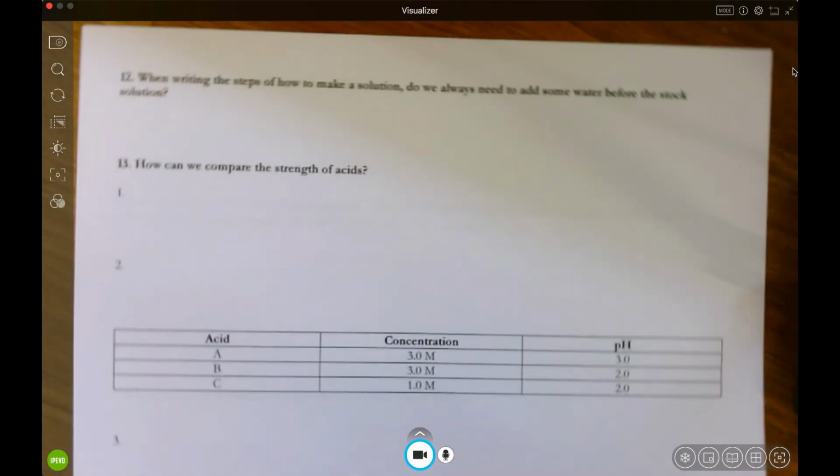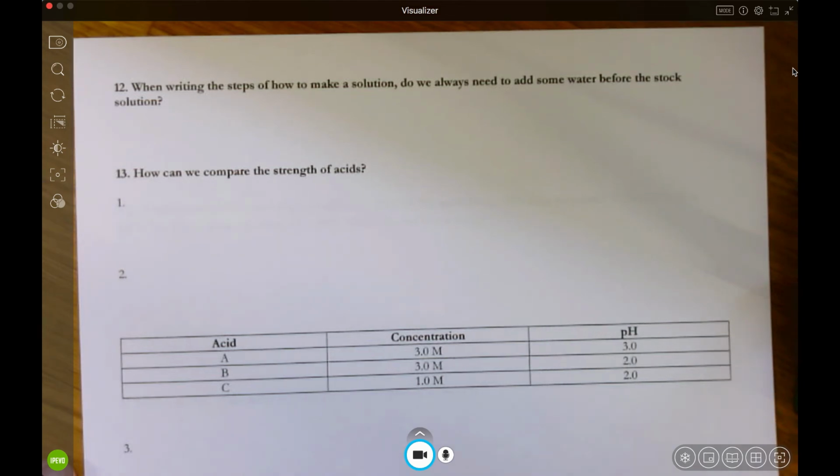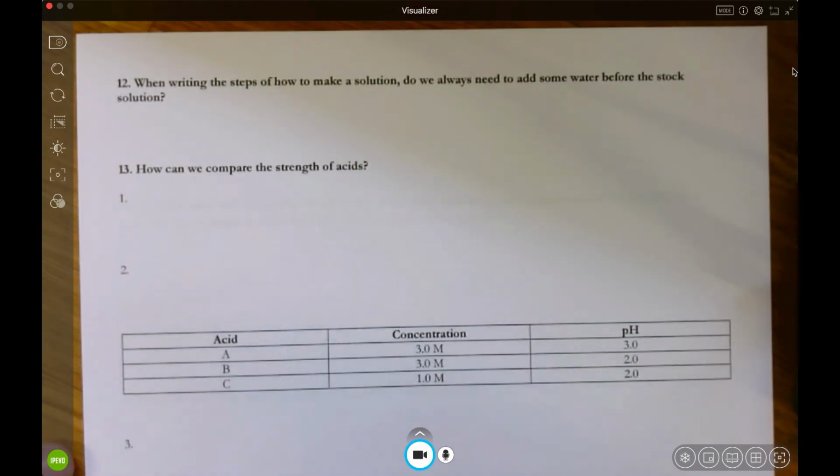For number 12, it says, when writing the steps of how to make a solution, do we always need to add some water before the stock solution? So when I was explaining how to properly make solutions, I had said in the videos that the best thing is first to add a little bit of water, then to add however much of your stock solution you need, and then to fill up the rest of the way with water to your final volume.